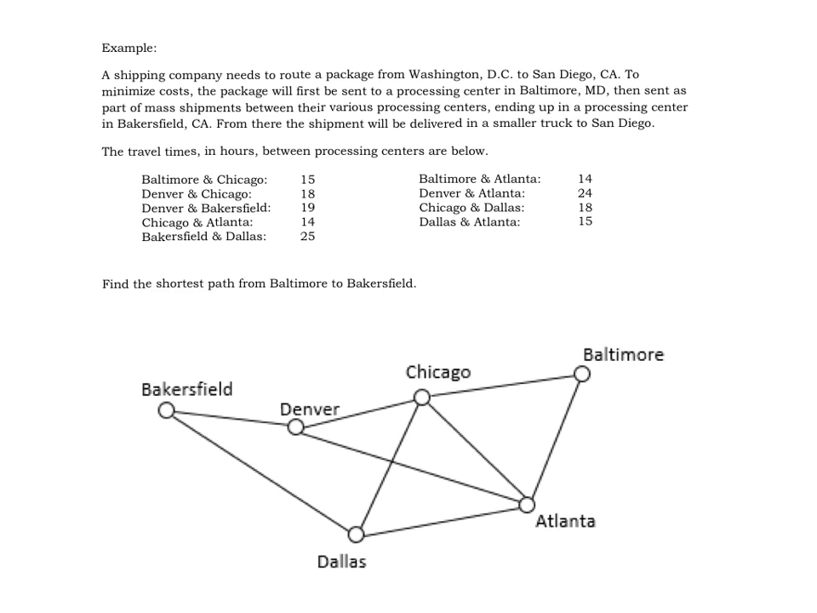Okay, on our next example with Dijkstra's algorithm, we are looking at routing a package from Washington, D.C. to San Diego, but the package will first be sent to a processing center in Baltimore, eventually working through other processing centers, finding its way to Bakersfield, where it's going to be put on a truck and then sent to San Diego. So in this case, I've got the map drawn out connecting all the cities that the routes can travel, but the travel time between the processing centers are listed there in the problem.